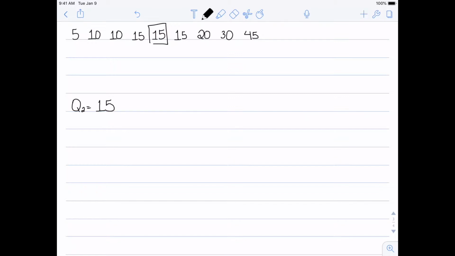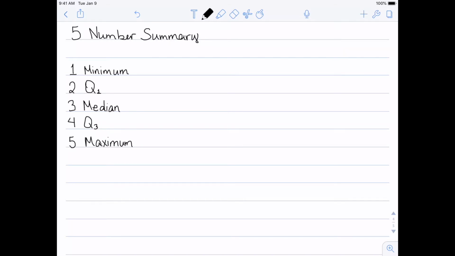To find Q1, we then need to find the median of everything to the left of this box, and we don't actually include the box. So for Q1, we need to find a number halfway between 10 and 10, which would be 10. Finally, we're going to find Q3, which is the median of everything to the right of this box. In this case, halfway between 20 and 30, which would be 25. So now I have my quartiles.